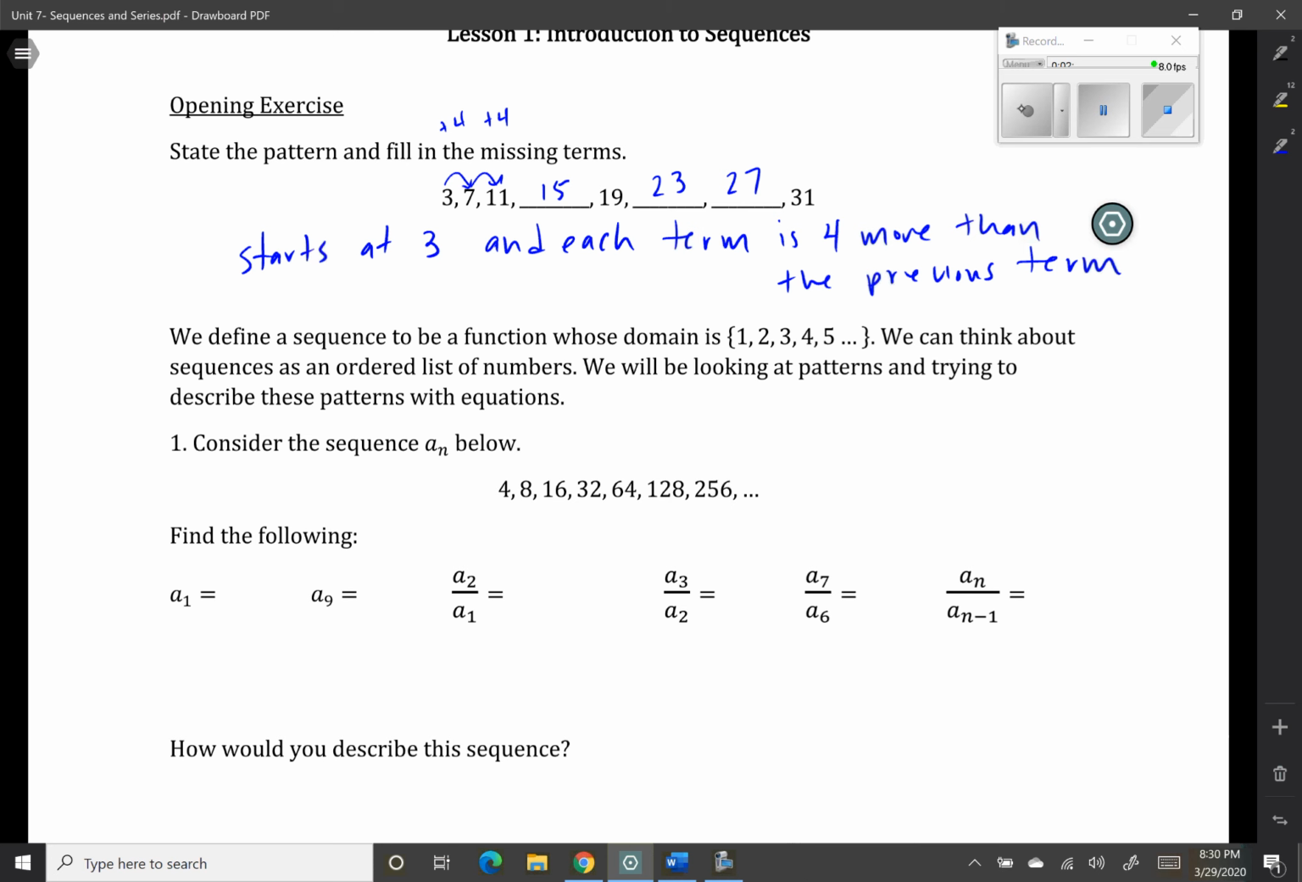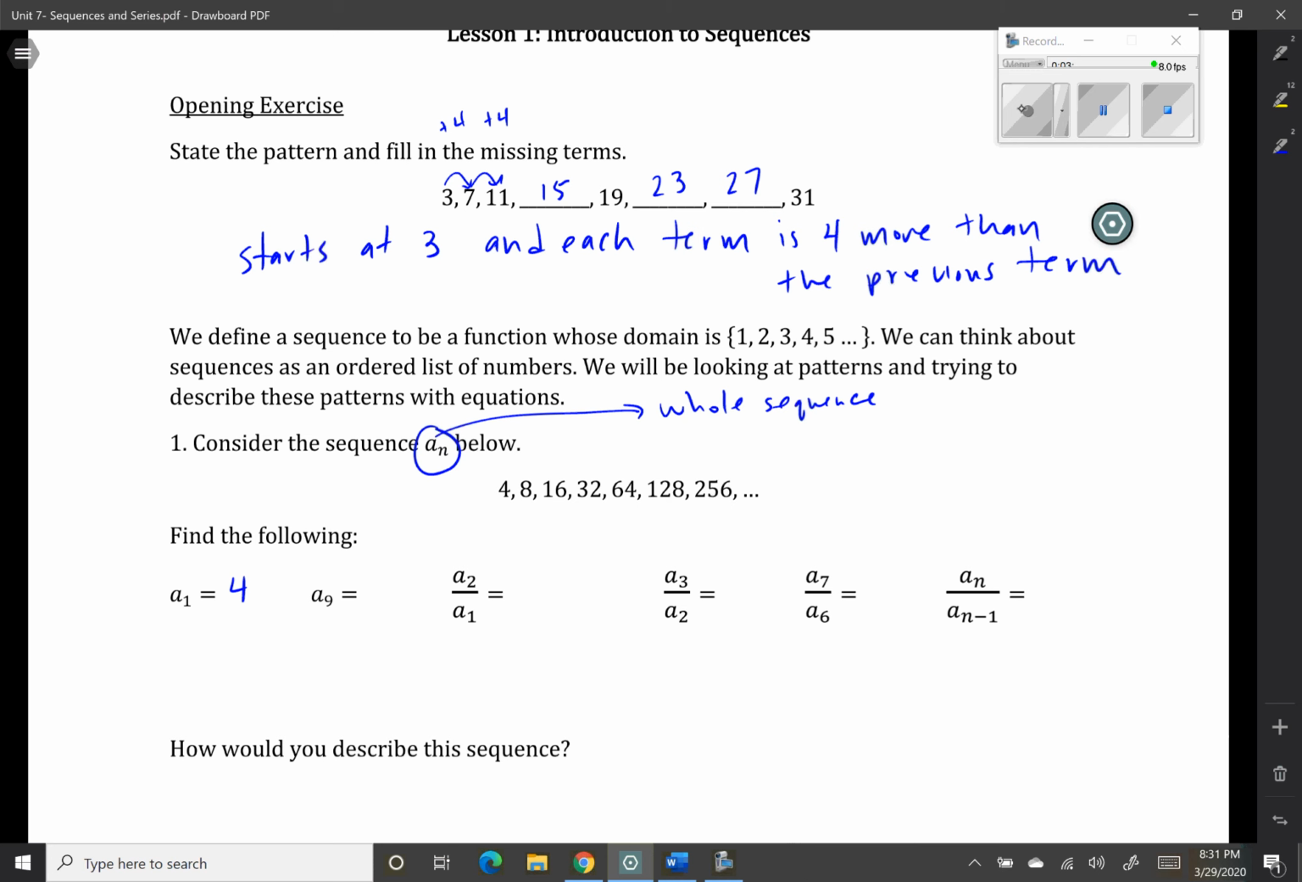So when we're talking about domain, we're talking about input values. The other thing that we define in a sequence is there's a notation that we use. We use A for our sequence with a subscript of n, right? So this talks about the whole sequence. And then if I do A sub any number, that number tells us the term that we're looking for. So for example, in this particular sequence, A sub n, the first term is 4. So A sub 1 would be 4.